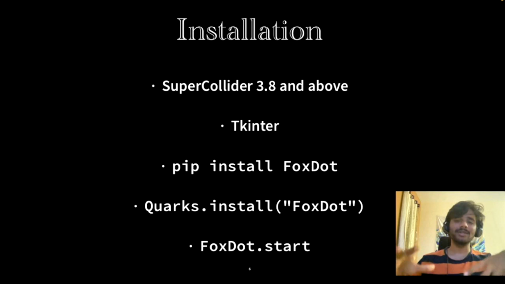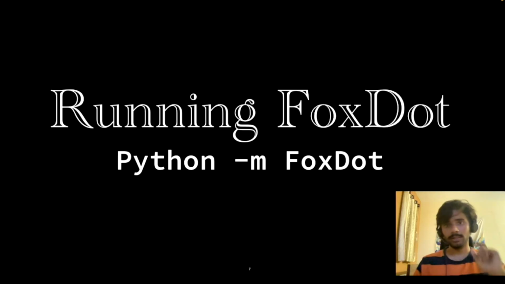Packages or extensions in Supercollider are called quarks. So you just do Quarks.install("FoxDot"), and then you do FoxDot.start, which starts a server, which means now you have the FoxDot plugin installed and ready to connect on Supercollider. And now all you have to do is open your terminal and go python -m FoxDot, or type foxdot if you're not in a virtual environment.